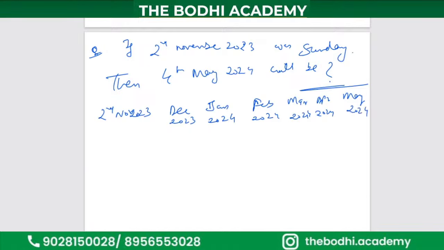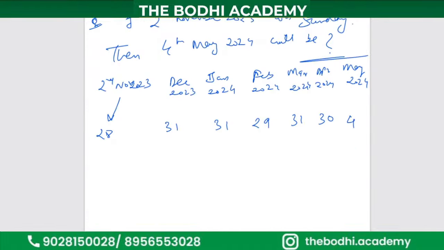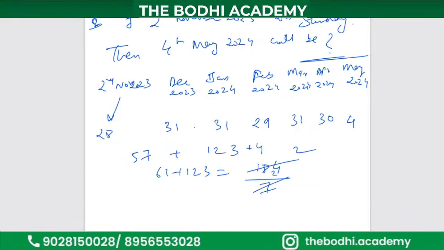Now, in 2nd November 2023, how many days are we having? We are having 28 days. In December, we have 31. January, we have 31. In Feb, we have 29. March, we have 31. April, we have 30. And May, we have only 4 days to count. Now, we have to find the number of odd days. First, we will add them: 184. Divide 184 by 7. 7 2s are 14, carry over 4. 7 6s are 42. So your remainder is 2.